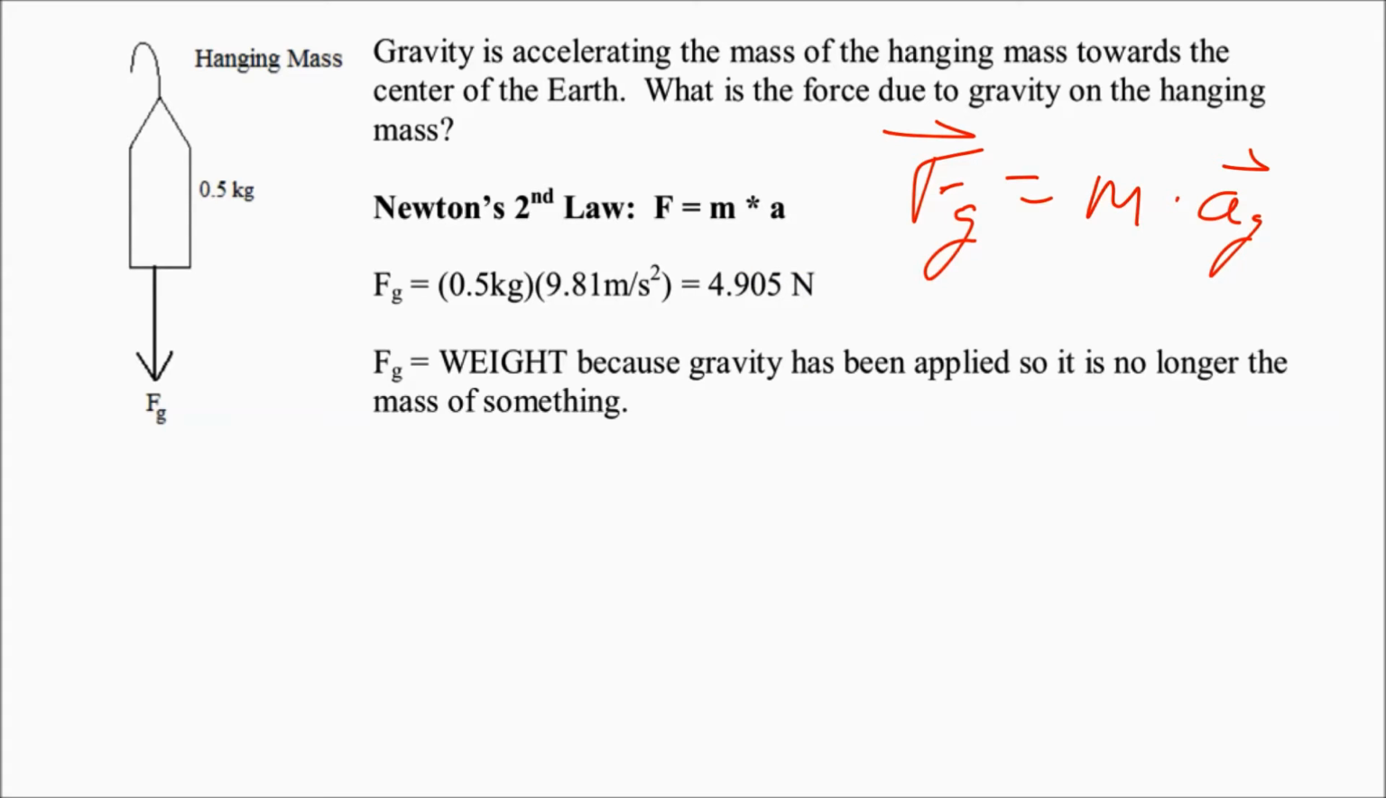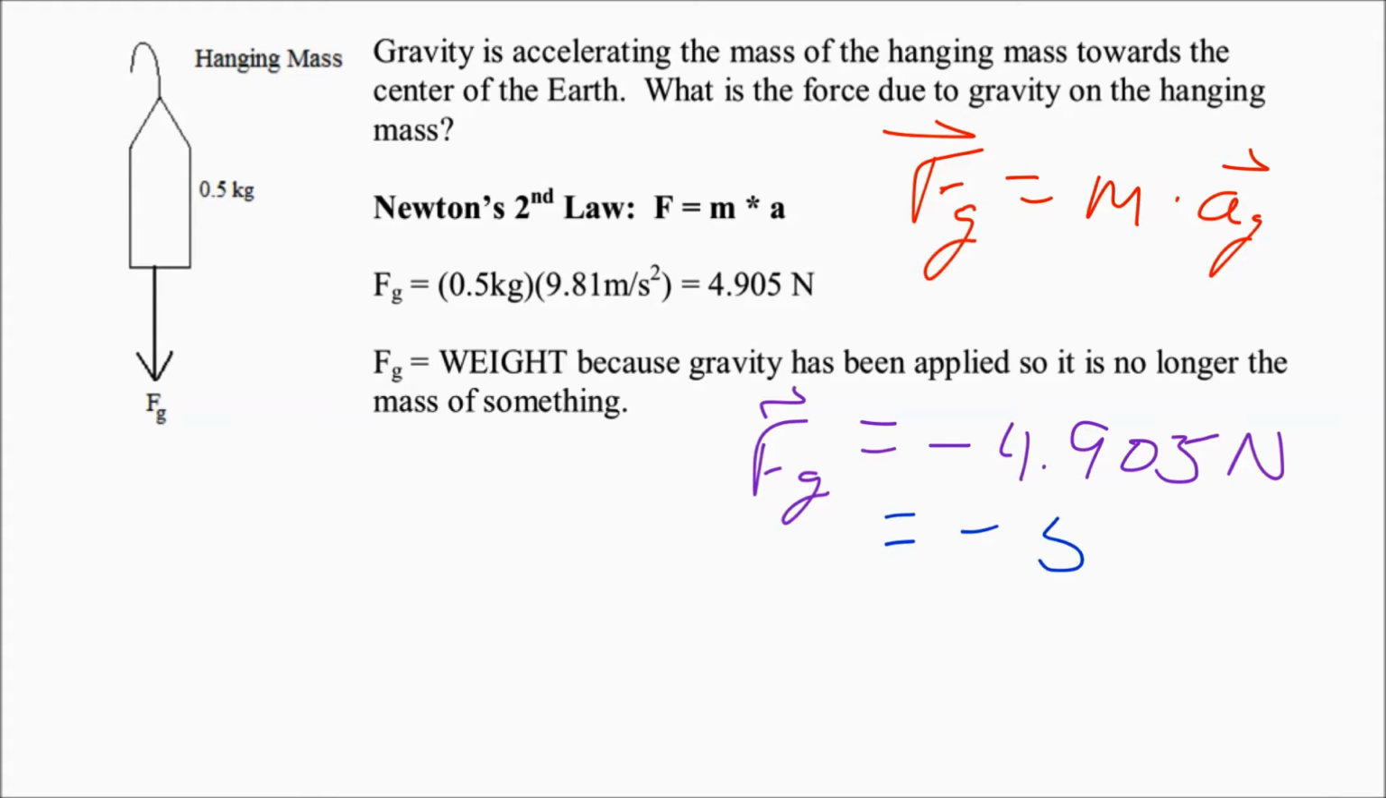4.905 newtons. Now, remember I told you that force is a vector quantity. It's got magnitude and direction. This is the magnitude of the force, and now we need the direction. Gravity always points downward towards the center of the Earth. So our final answer here needs to be that the force of gravity is equal to negative 4.905 newtons. And that negative sign there indicates that it's pointing downward. And then I guess we could go one step further and take into account significant digits. We only have one sig fig over there, so we would probably say that it is negative 5 newtons.